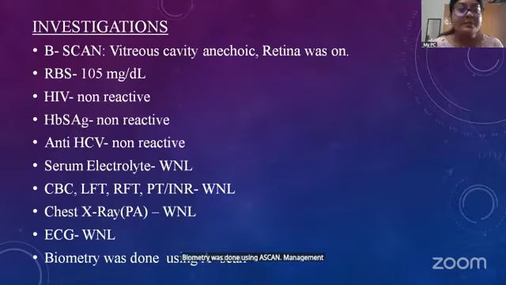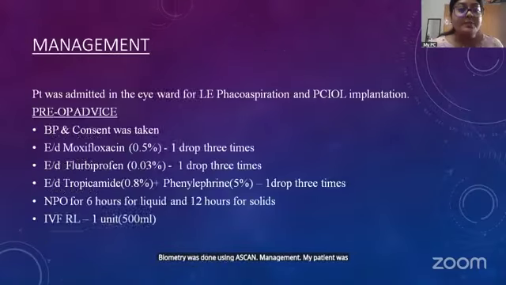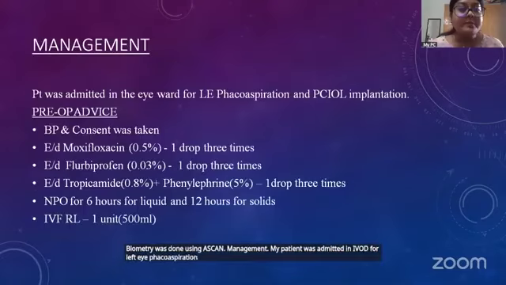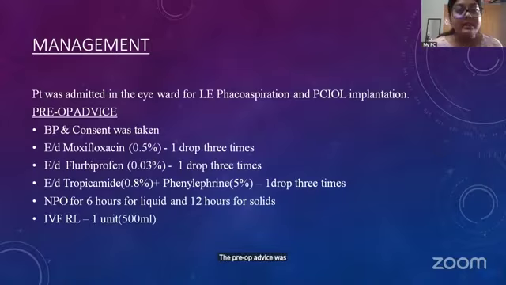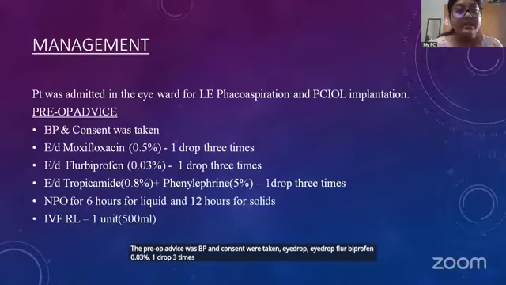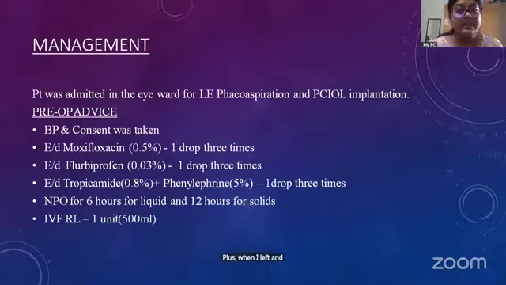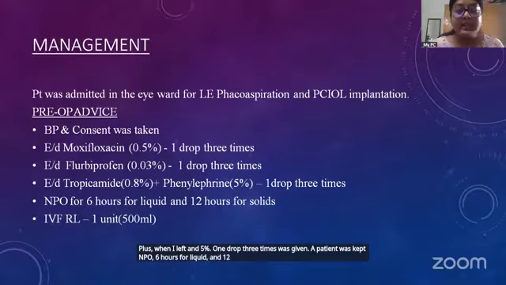Management. My patient was admitted in eye ward for left eye phaco aspiration and PCIOL implantation. The pre-op advice was BP and consent were taken. Eye drop flurbiprofen 0.03%, 1 drop 3 times was given. Eye drop tropicamide 0.8% plus phenylephrine 5%, 1 drop 3 times was given. The patient was kept NPO, 6 hours for liquid and 12 hours for solid, and IV fluid RL 1 unit was advised.